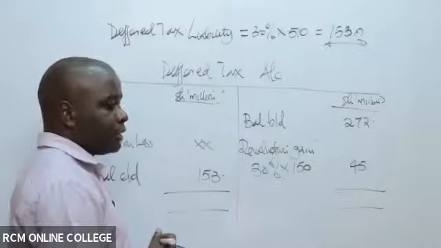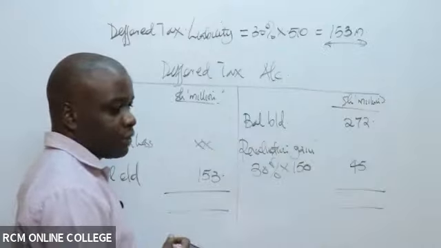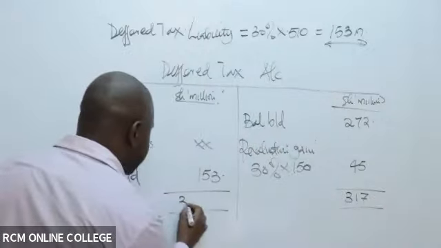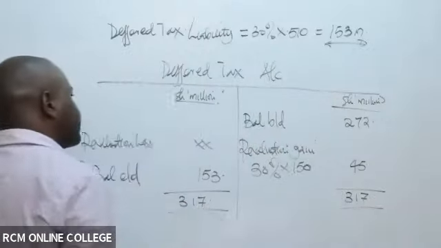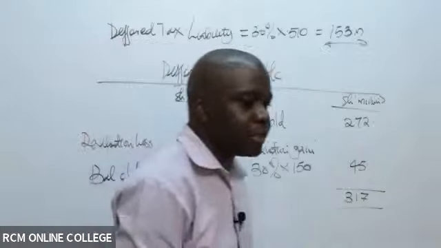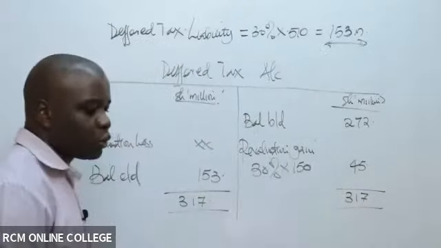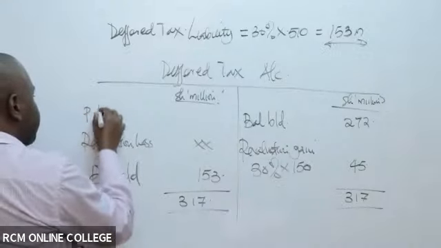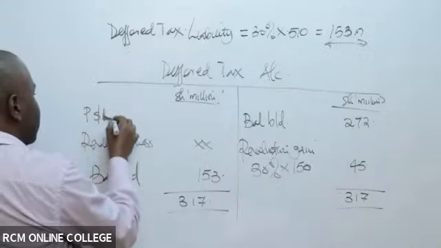What is the total there? 317, I think it's 317. And in this case, 317. The difference will actually go to the P&L account or the income statement.